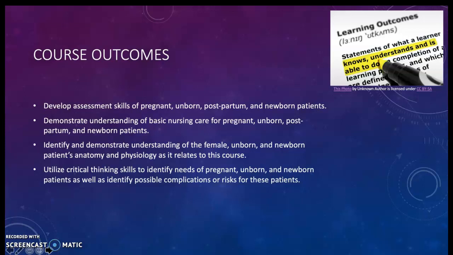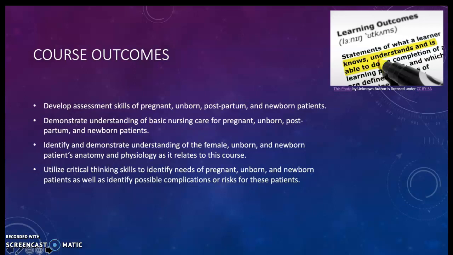At the end of this course, students will be able to develop assessment skills of pregnant, unborn, postpartum, and newborn patients. They should be able to demonstrate understanding of basic nursing care for the pregnant, unborn, postpartum, and newborn patients.